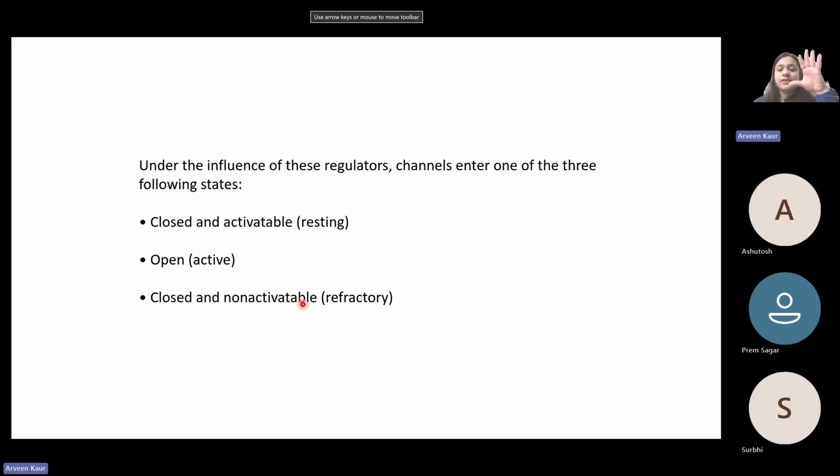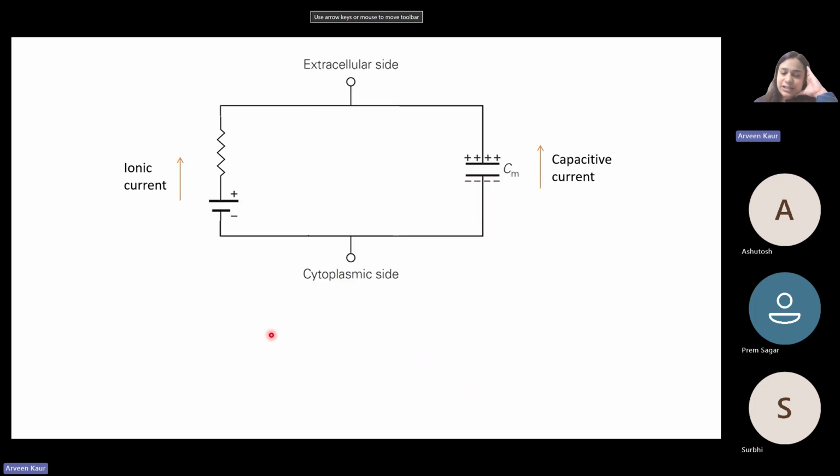This is important for understanding the action potential, and why it cannot travel in the other direction once it has started or begun its course. It is because of the presence of these closed and non-activatable, or refractory, channels at that point.